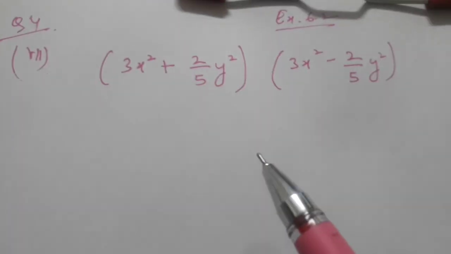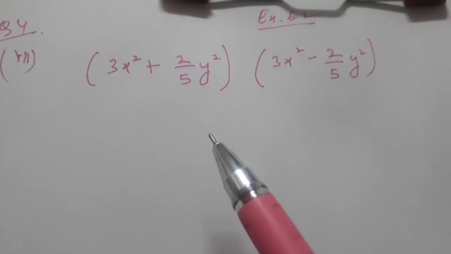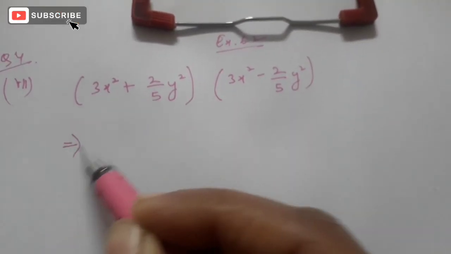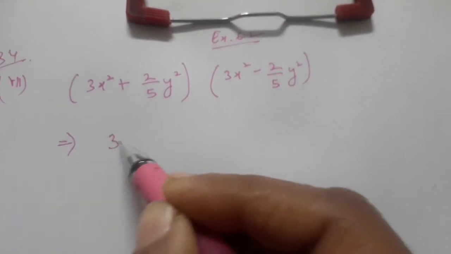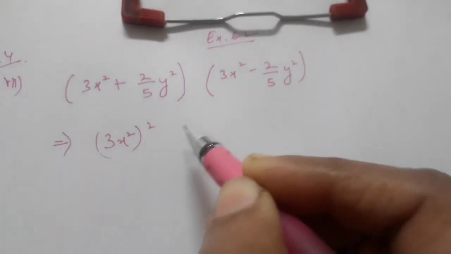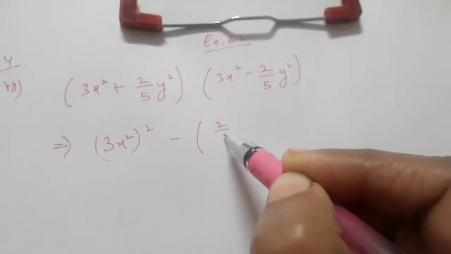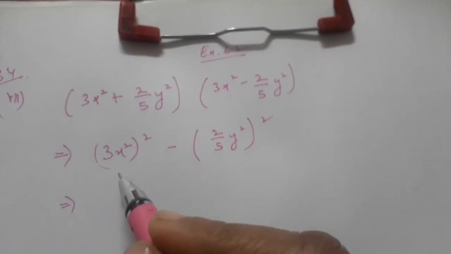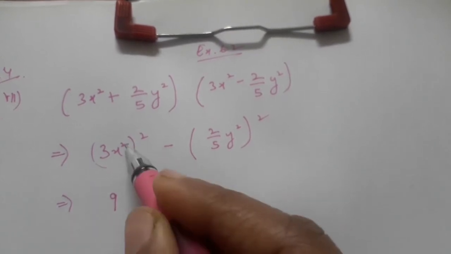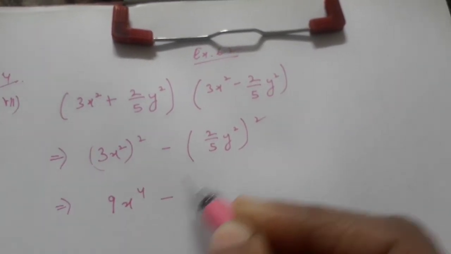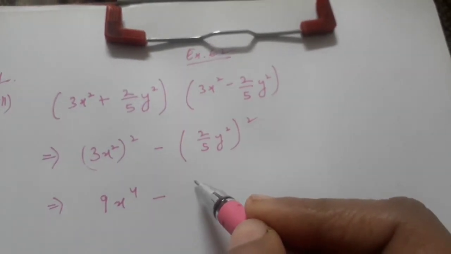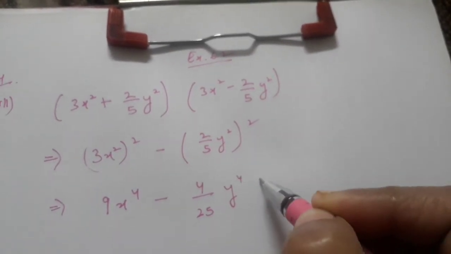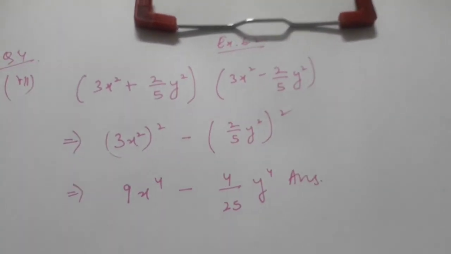Now let's move to the seventh part. So the seventh part is 3x square plus 2 by 5 y square and 3x square minus 2 by 5 y square. So follow the steps, that is a square that would be equal to (3x square) whole square minus b square that would be equal to (2 by 5 y square) whole square. So 3 into 3 would become 9, (x square) whole square would become x raised to the power 4, and (2 by 5) square would become 4 by 25 and (y square) whole square would become y raised to the power 4. So that would be the answer of seventh part.